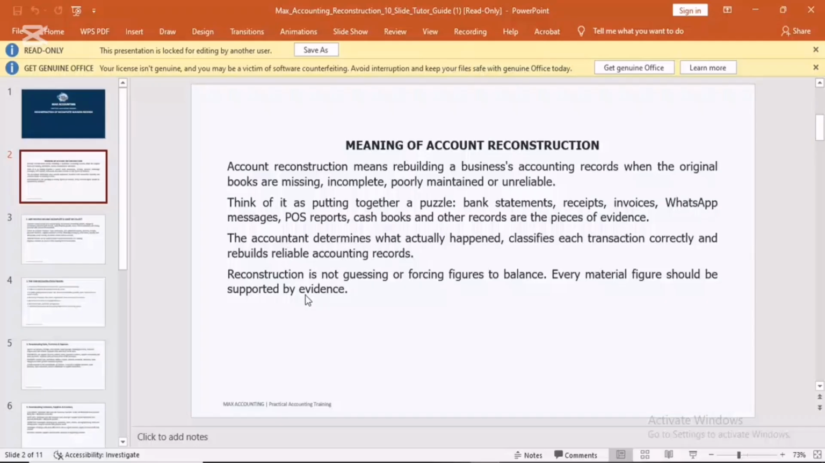So reconstruction is not guessing or forcing figures to balance, not necessarily that, but every material figure should be supported by evidence. So there must be investigation of every number found on the documents the business made available for you to reconstruct their records.